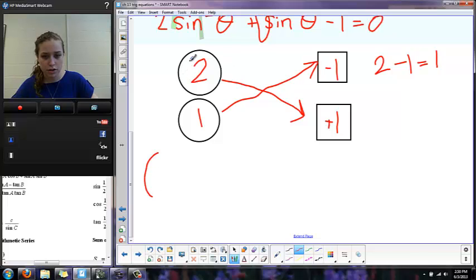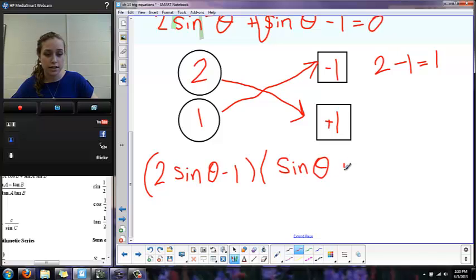You read them across. So this is going to be 2 sine theta minus 1 times sine theta plus 1. Remember that our variable is sine theta, not x. So don't get confused when you're writing this stuff. Okay?